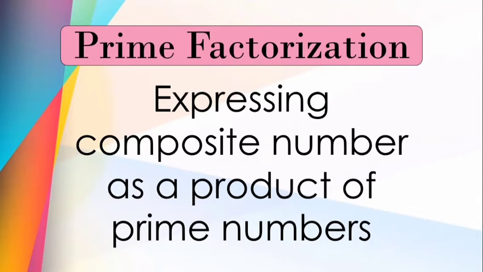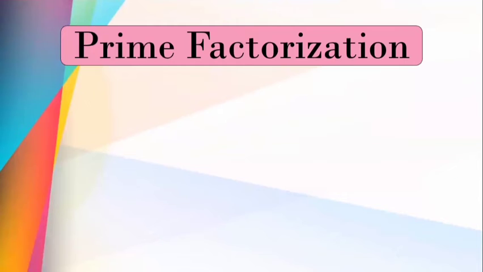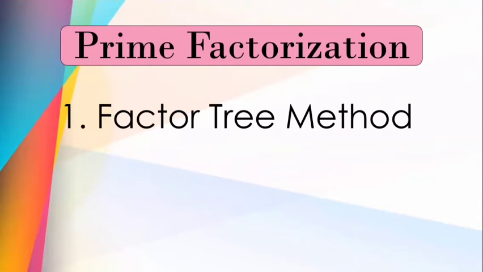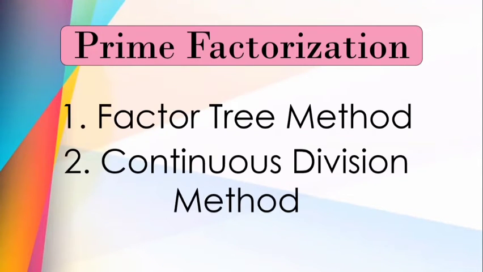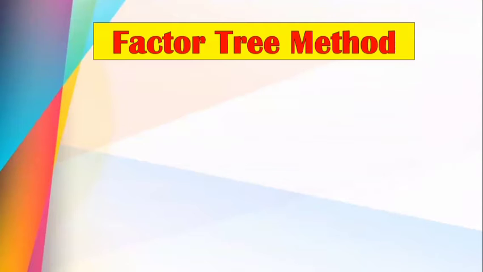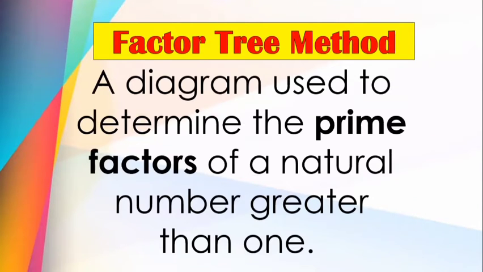There are two methods to do prime factorization. The first one is the factor tree method, and the second one is the continuous division method, also called repeated division. Factor tree method: it is a diagram used to determine the prime factors of a natural number greater than 1. Let's start with this example.